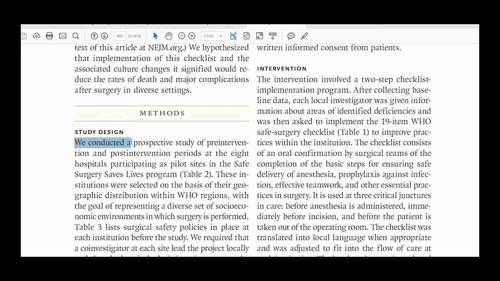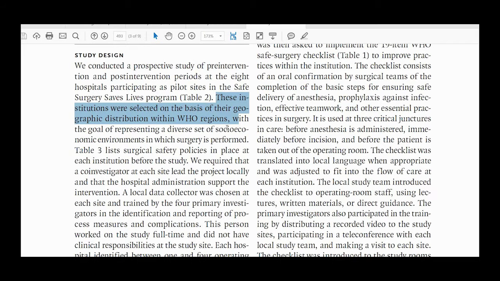"We conducted a prospective study of pre-intervention and post-intervention periods at 8 hospitals participating as pilot sites in the Safe Surgery Saves Lives programs. These institutions were selected on the basis of their geographic distribution within WHO regions, with the goal of representing a diverse set of socioeconomic environments in which surgery is performed." They're kind of justifying their methodology in a subtle way. So this is what you'll see throughout the methods section.